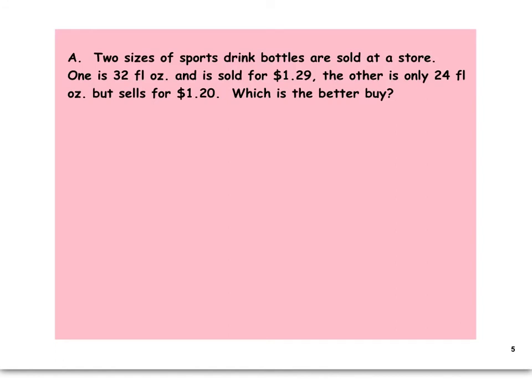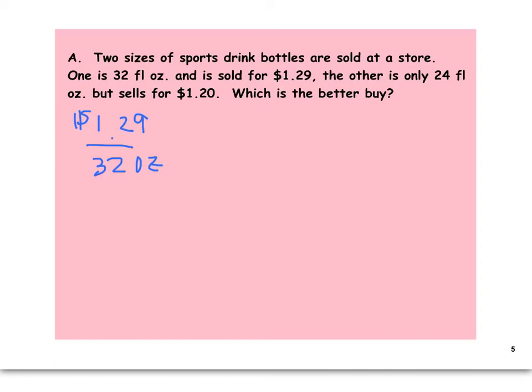Usually with price examples, I'm going to want to put the dollar value on the top of my fraction. So $1.29 is going to go on the top, and that's for 32 ounces. The reason I'm doing that is because in order to compare these, I'm going to want to say, well, if I get 1 ounce, how much is that ounce going to cost me?